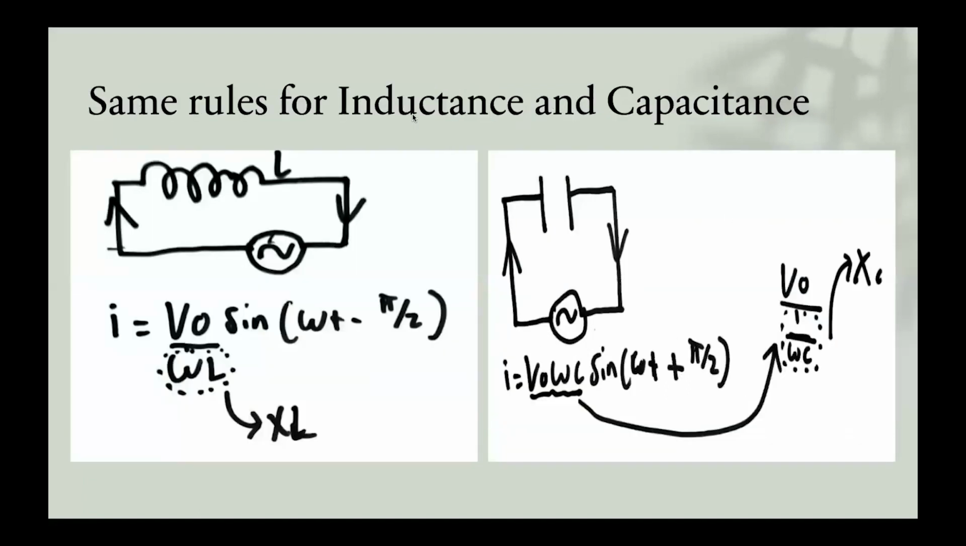Now, the same rules apply for inductance and capacitance, respectively. We can see here, as the inductance increases, the overall inductive reactance will also increase, and the same applies respectively here. As the capacitance increases, this overall capacitive reactance will decrease.